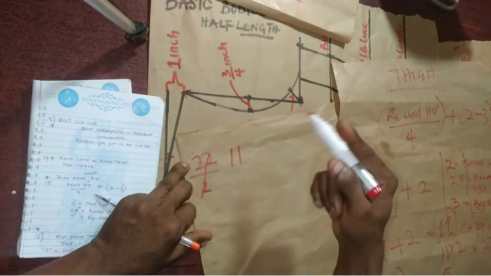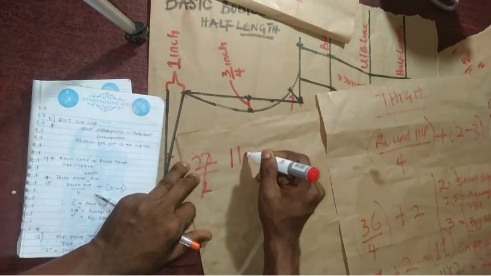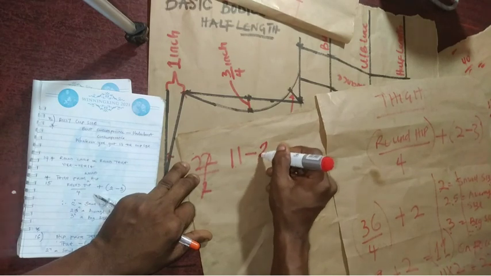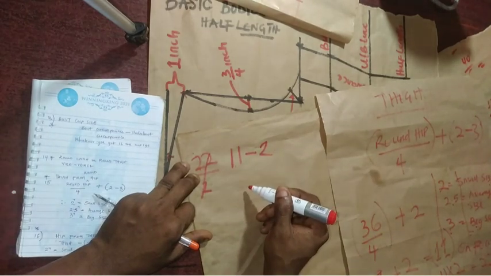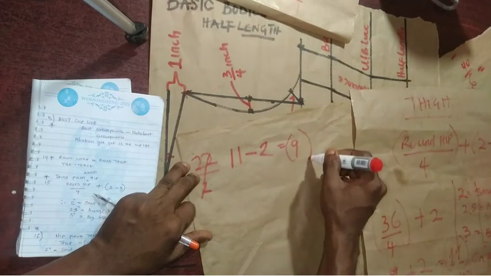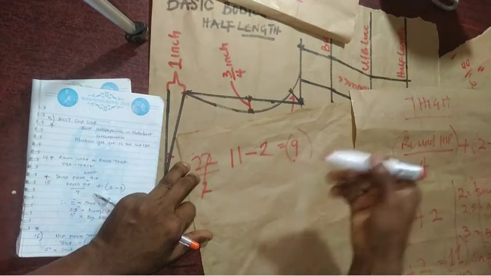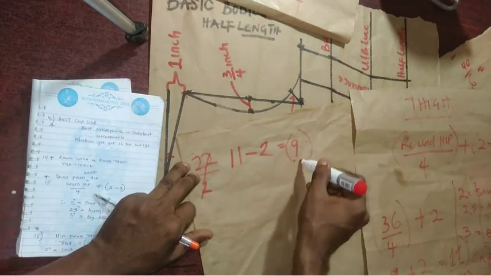All we are going to do now is to subtract. Remember, it's for a small size. So all we are going to do is 11 minus 2 inches. Are you seeing it? Which is going to give us 9 inches. Now I want you to know that this 9 inches is the hip circumference divided by 4. That is what we have here.